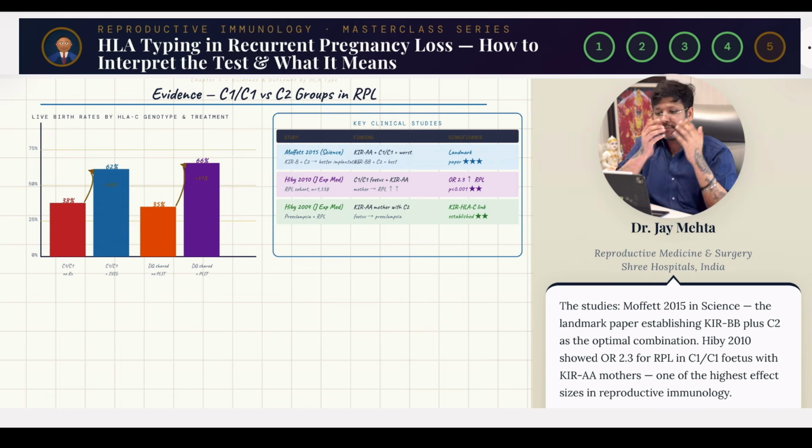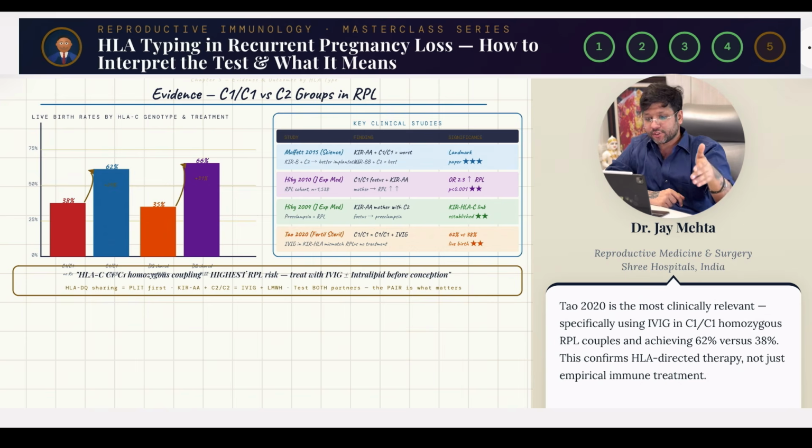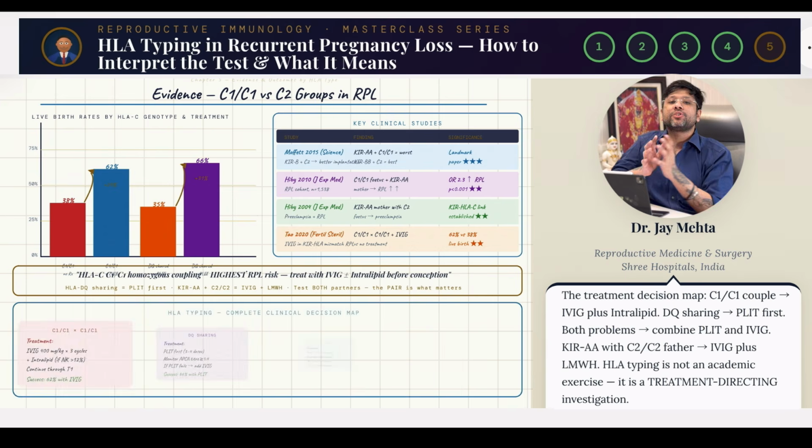Because in India, people are going to recommend that you change the eggs and change the sperm. So please don't do that. Go to a reproductive immunologist. One more thing: PLIT is only indicated when there is DQ sharing on HLA. So don't do LIT for all these types of things. In India, LIT is highly commercialized. You need to be careful.